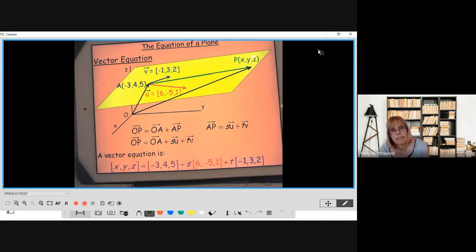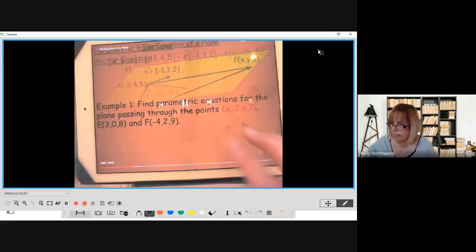And then sU plus tV. So s times vector U, which is a 6, negative 5, 1 vector, plus t times vector V, which is a negative 1, 3, 2 vector. So that's what a vector equation looks like. It looks a lot like the vector equation of a line, except you have another parameter here, because a line is only a one-dimensional thing, whereas a plane is two-dimensional. So you need two vectors in the plane as opposed to one vector just parallel to a line.